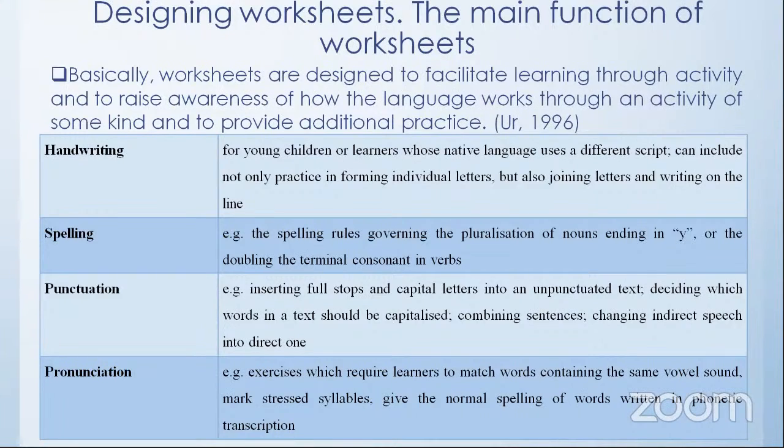Here in the chart, we can see different types of worksheets, which are handwriting, spelling, punctuation, and pronunciation. Handwriting worksheets are usually used for young children or learners whose native language uses a different script. Such handwriting worksheets can be used to develop these skills. Spelling worksheets, we all know it's quite challenging in English. For example, the spelling rules governing the pluralization of nouns ending in y can be improved. And punctuation, for example, inserting full stops and capital letters into an unpunctuated text. And pronunciation activities are exercises which require learners to match words containing the same vowel sound, mark stress on syllables, and so on.